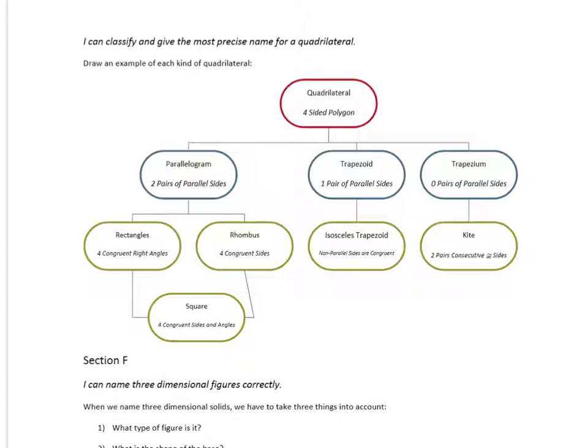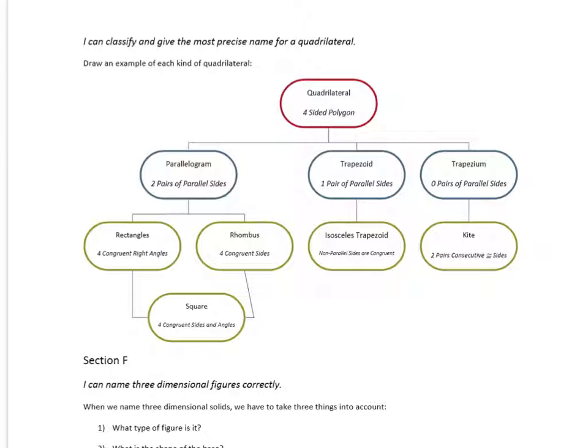The last little section here deals with classifying quadrilaterals. So quadrilateral simply means some kind of 4-sided polygon. And there are 3 basic categories of quadrilateral. We have parallelograms, which have 2 pairs of parallel sides, trapezoids, which have 1 pair of parallel sides, and trapeziums that have no pairs of parallel sides.